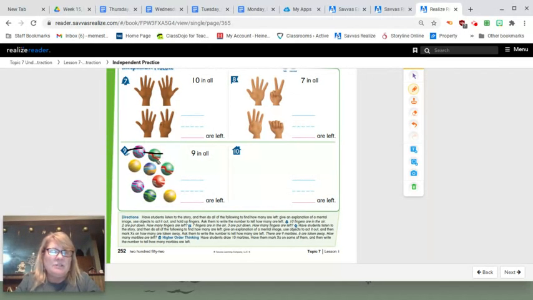1, 2, 3, 4, 5. Whoops, I think I missed a one. Let me start over again. 1, 2, 3, 4, 5, 6, because that box came up. So if I have 9 and I take away 6 of them, how many are left? I bet you can count the ones that are left and write the answer right here. Let's see it.